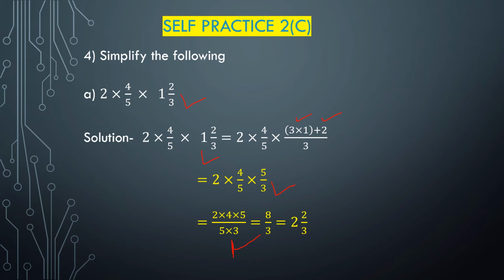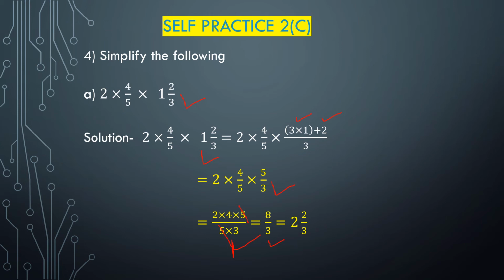So 2 multiplied with 4 multiplied with 5 in the numerator and 5 multiplied with 3 in the denominator. 2 multiplied with 4 multiplied with 5 divided by 5 multiplied with 3. We cancel 5 and 5, and 2 multiplied with 4 is 8. 8 divided by 3, 8 is the numerator and 3 is the denominator.